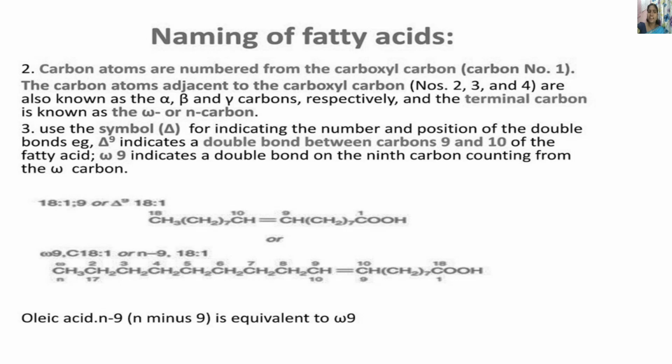Now, delta 9 indicates the double bond between carbon 9 and carbon 10 of the fatty acid. Omega 9 indicates the double bond is on the 9th carbon counting from the omega carbon atom, from the n carbon atom. So here again I have given the example of oleic acid, which I showed you in the previous slide.